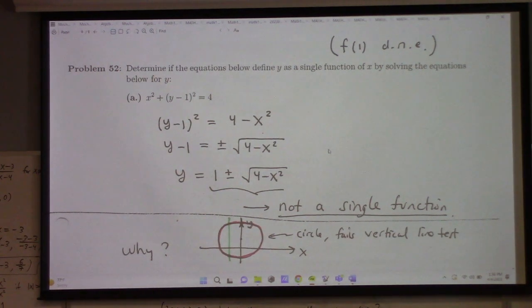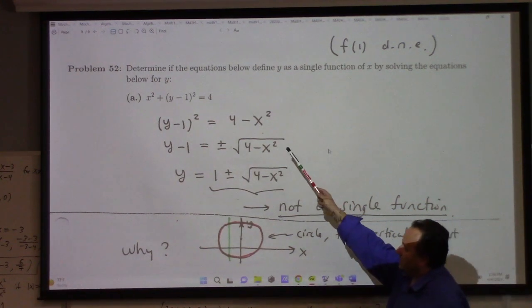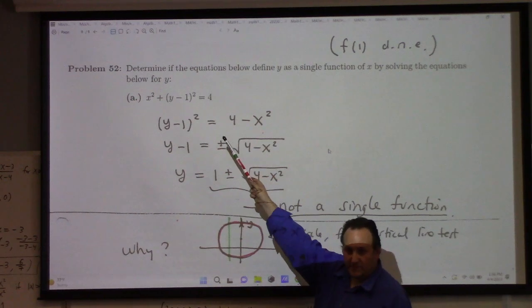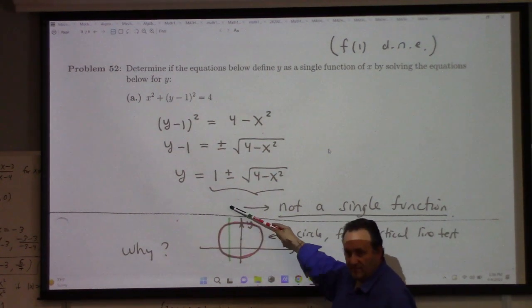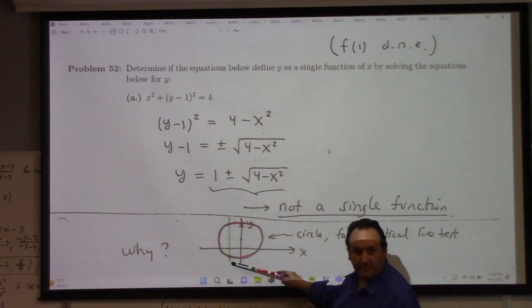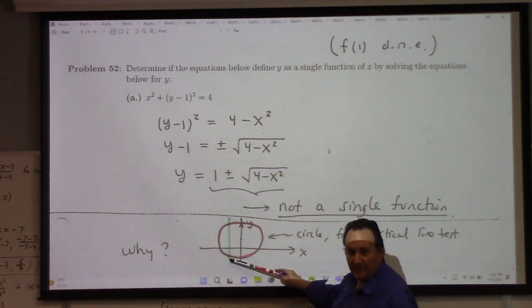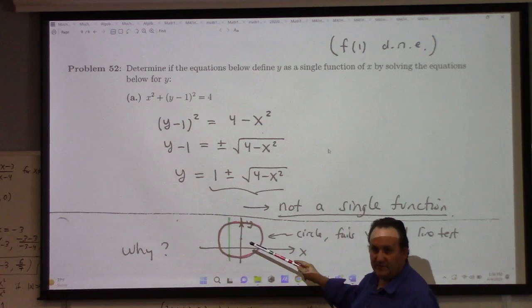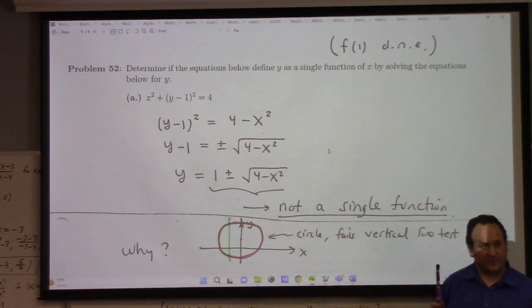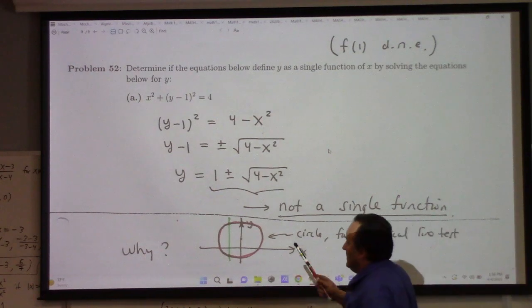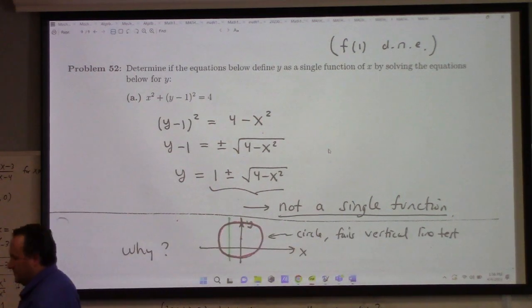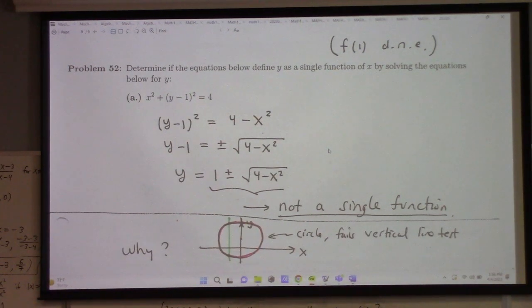Now the reason for that, if you want to think geometrically, is that what we're looking at is the equation of a circle centered at 0, 1 with radius 2, like this. And that circle fails the vertical line test. So that's another thing that might be on your test, the vertical line test. Here's a graph. Is this the graph of a function? Well, if it fails the vertical line test, then no. But this problem here was the algebraic one.